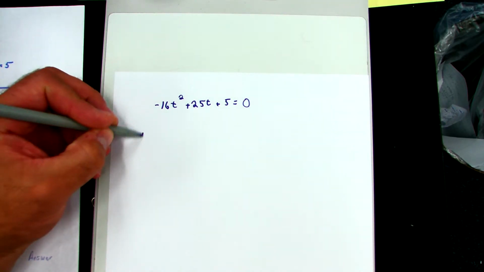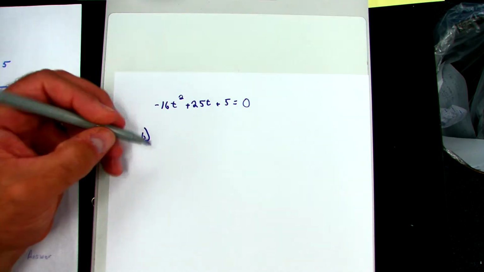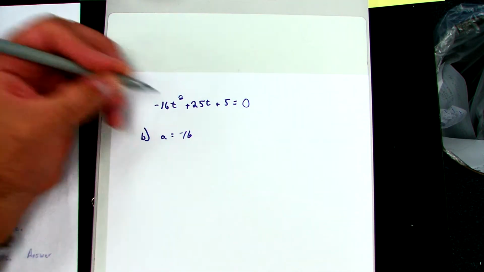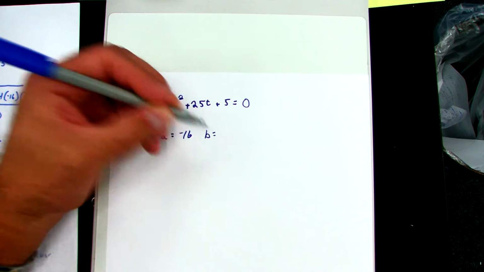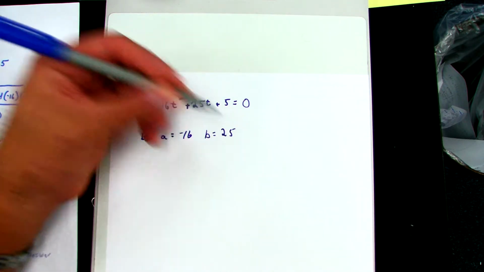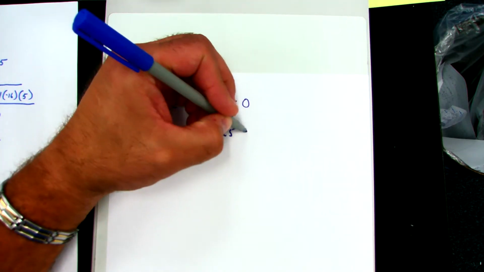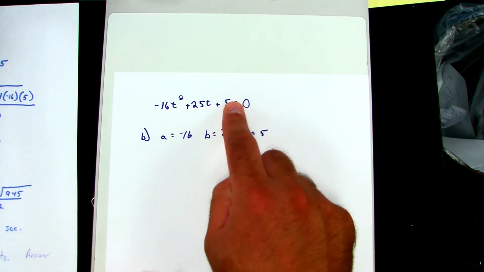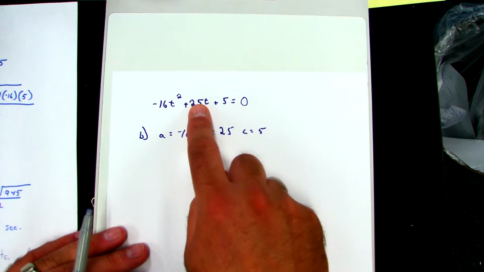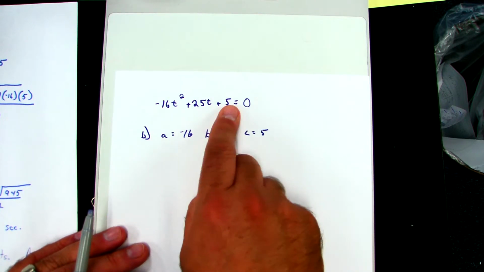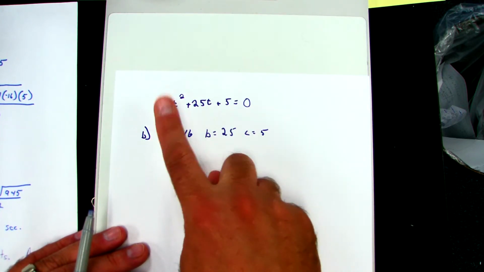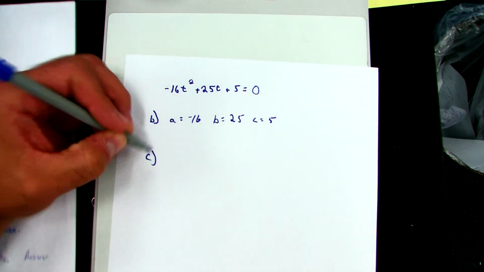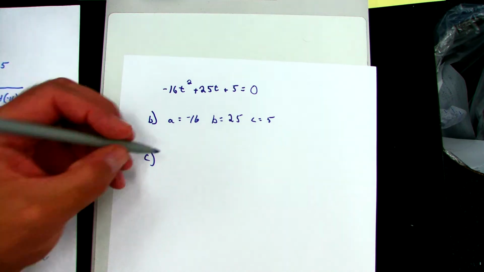Part B then asked them to find the A, the B, and the C. And the A is -16, the B was 25, and the C is 5. Okay? First term, middle term, last term. Sometimes there's no middle term, so it's just the first term and the last term. But in this case, we have a first term, a middle term, and a last term. Okay? And the last part of the question was to do the quadratic equation.